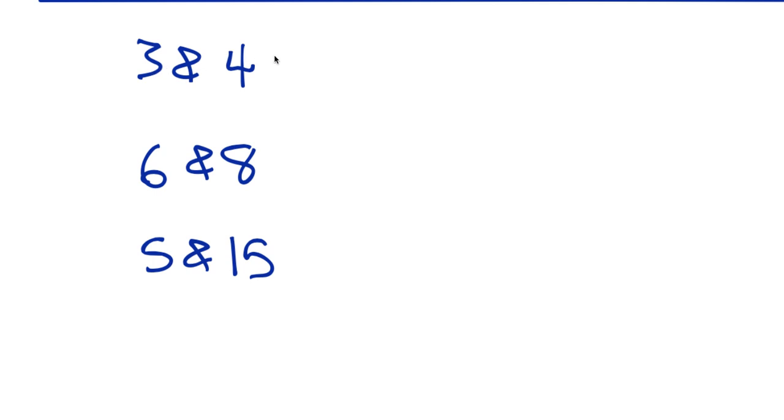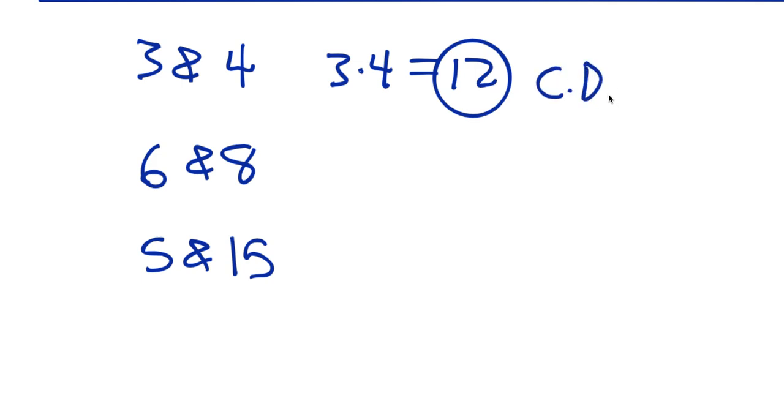common denominator. So 3 and 4, what we're going to do is we're going to multiply the numbers. So 3 times 4 is 12. 12 is a CD. Notice I'm not putting LCD. It actually does happen to be the LCD, so I'm actually going to put that for that one. But remember, it's not always the LCD for these.